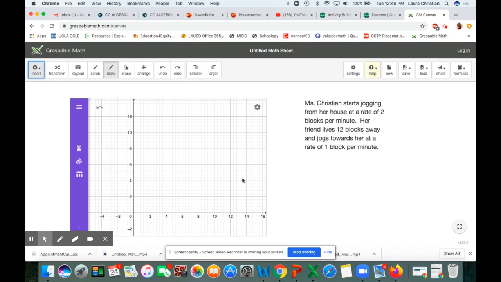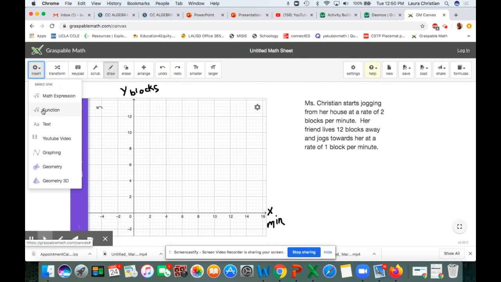So our x and y axes, our x is always time, so this is going to be minutes, and I'm going to abbreviate it as MIN. And our y is always going to be distance, so this is going to be our blocks. And then we will write equations for each of our situations and graph them.